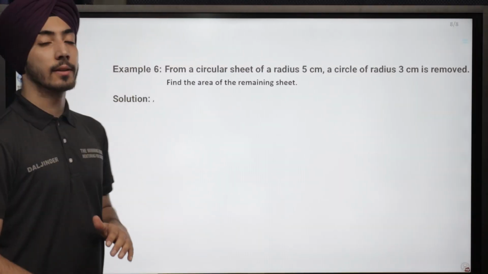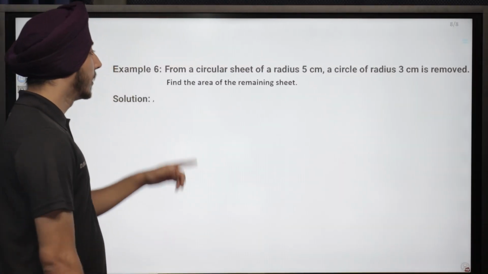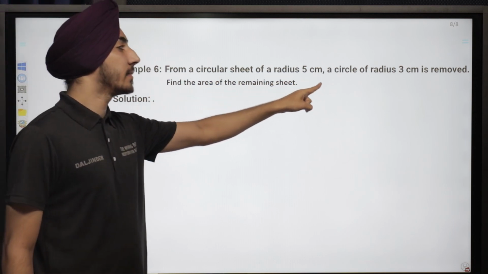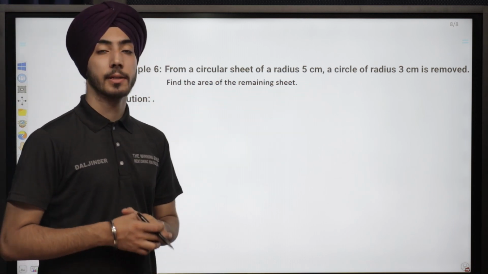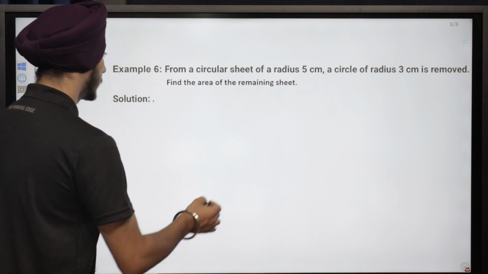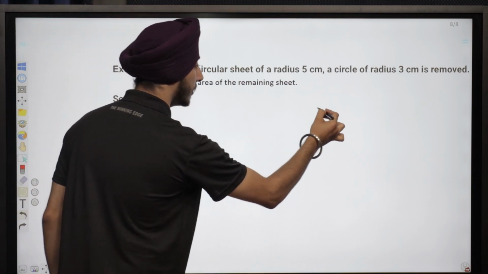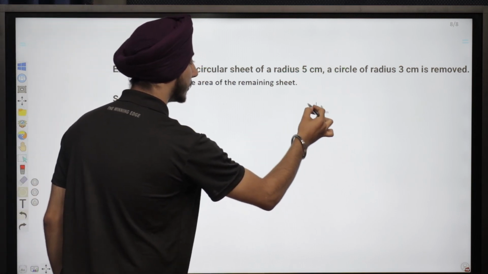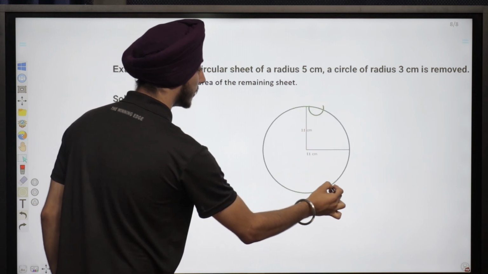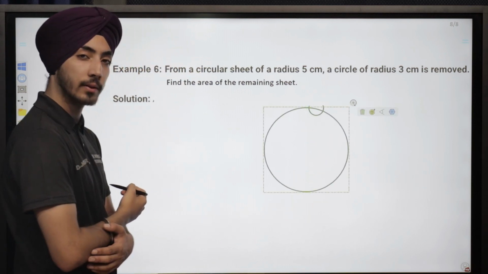So example number 6 and the last example for this video. From a circular sheet of radius 5 cm, a circle of radius 3 cm is removed. So first let's understand this with the help of a figure. Okay? So मान लीजिए, let's draw one circle here. This is our circle. Okay.